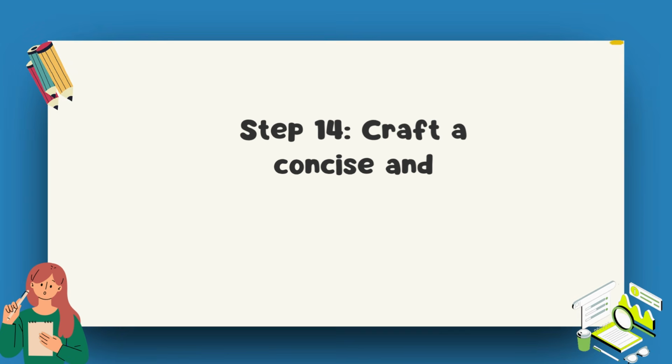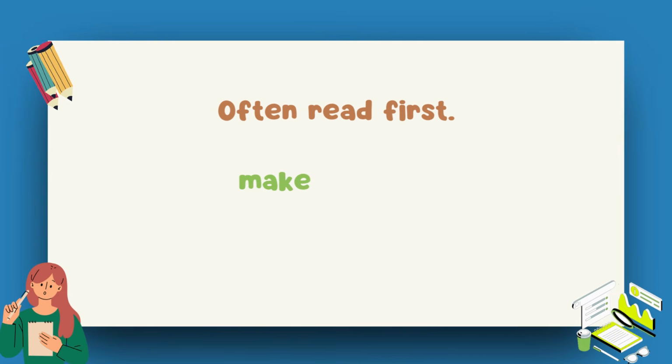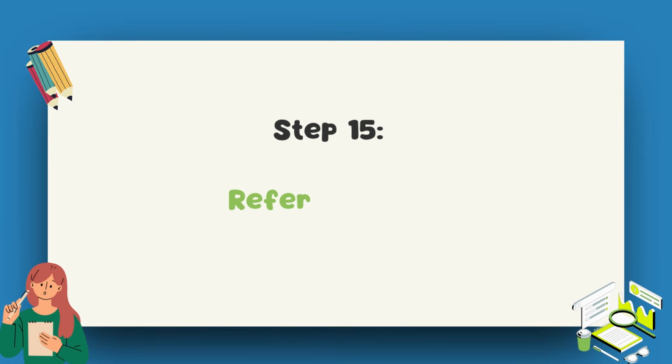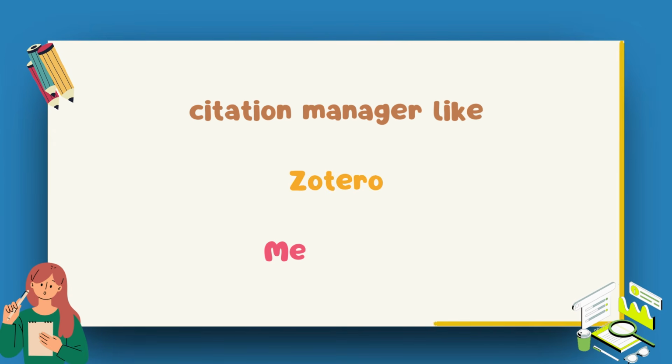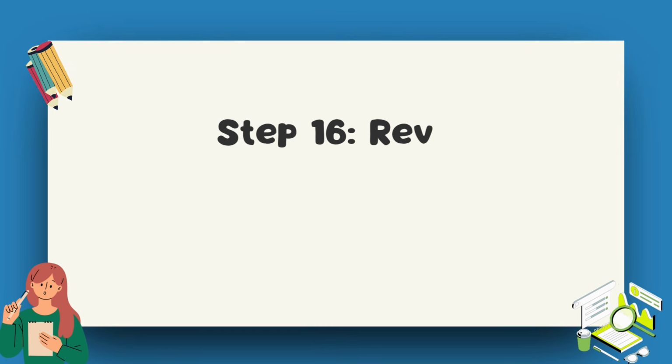Then you craft your abstract. This is often read first, so make it count. Summarize your entire paper in 250 words or less. The time is to create your reference list. Use a citation manager like Zotero or Mendeley to ensure accuracy. Otherwise, you can still go for manually creating the reference list.